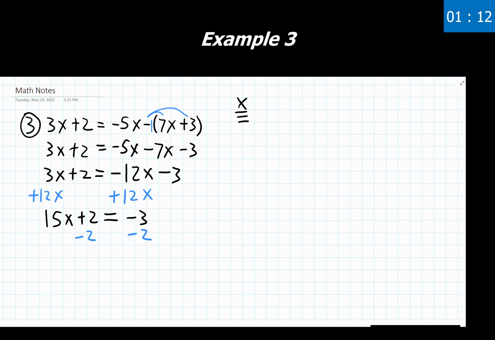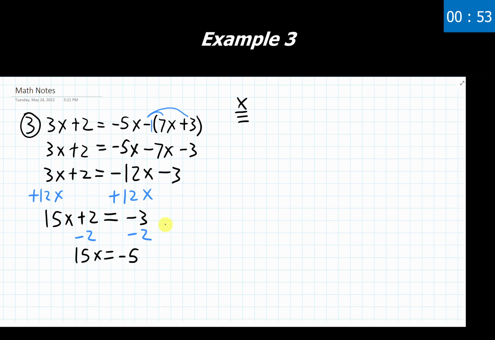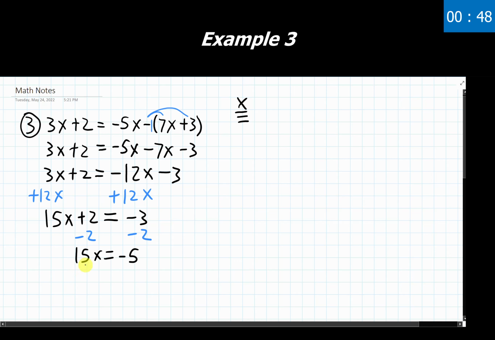What's left over? Well, on the left side I have 15x. On the other side I get negative 3 minus 2. I'm going more negative, which means I'm getting a minus 5 here. Looking at step 5, we're going to isolate the variable by eliminating the value and sign attached to that variable, in other words, the coefficient. So I want to get rid of this 15 that's multiplying with the x. I undo multiplication with division, which means I'm going to divide both sides by 15.